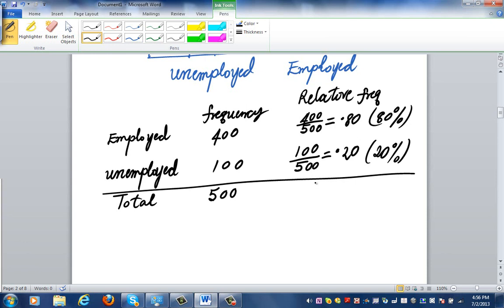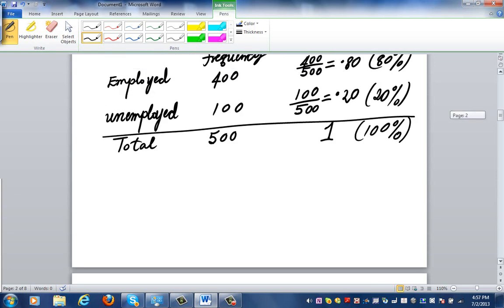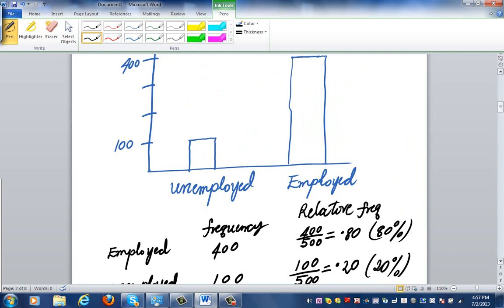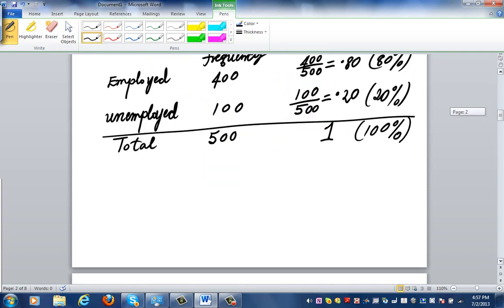And of course, if you look at the total, the total relative frequency must be 1. The relative frequencies must add up to 1 or 100%. If you're writing relative frequency in percent, then they must add up to 100%. So instead of taking the height of each bar to be the frequency, we can take the height to be the relative frequency.